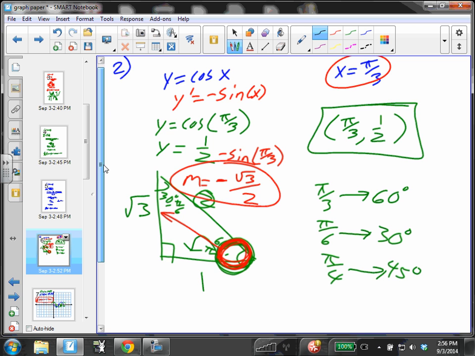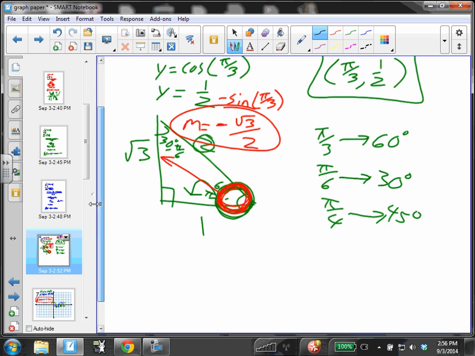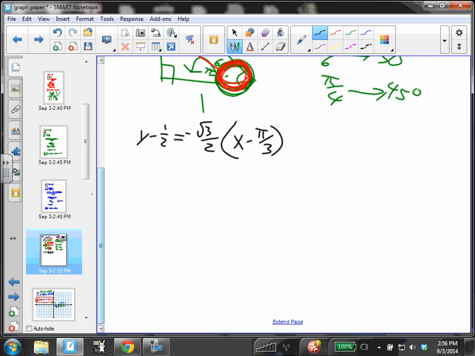So I'm going to take the point and the slope, and I'm going to use point-slope formula, right? So y minus y1, that's 1/2, is equal to m, that's negative square root of 3 over 2, times x minus x1. And x1 in this case is pi over 3. And now I'm just going to simplify this thing out. So 1/2 equals, and then I'm going to distribute here, right? The negative square root of 3 over 2 times x just makes negative square root of 3 over 2 times x, right?